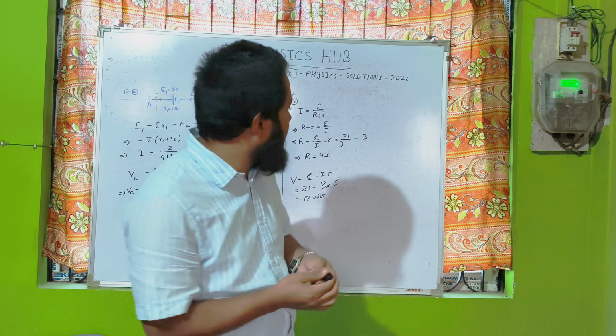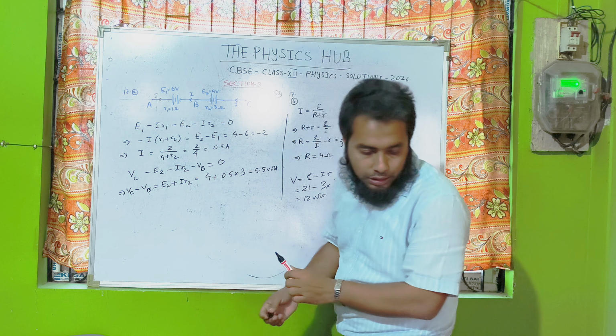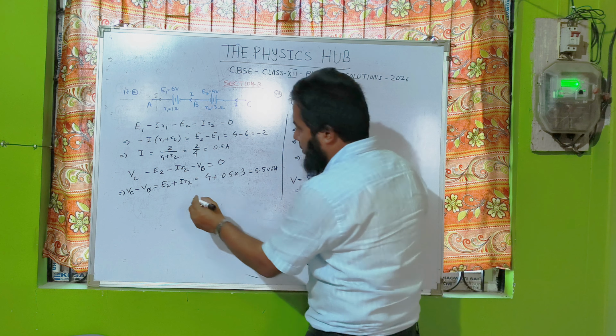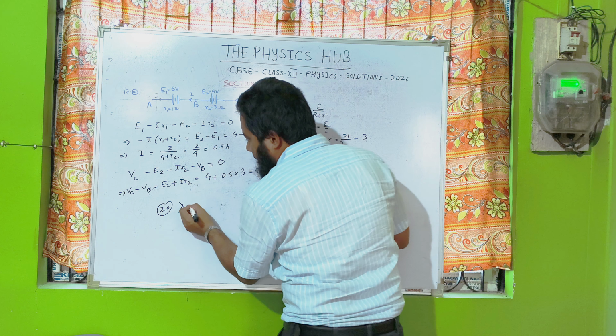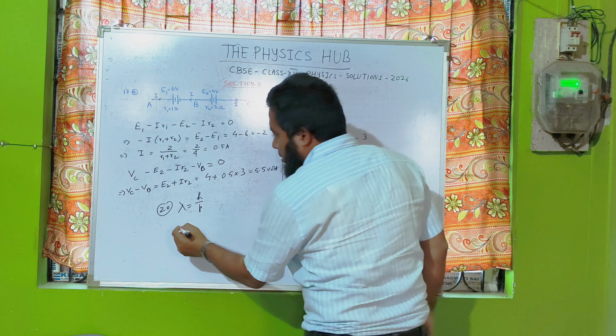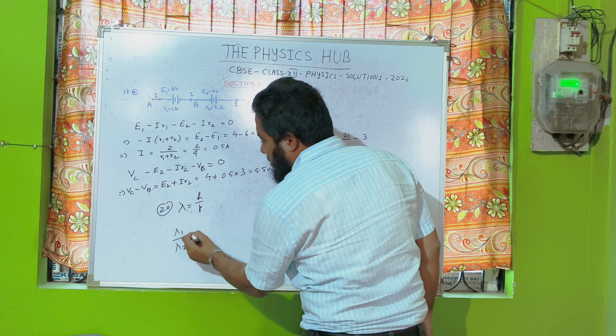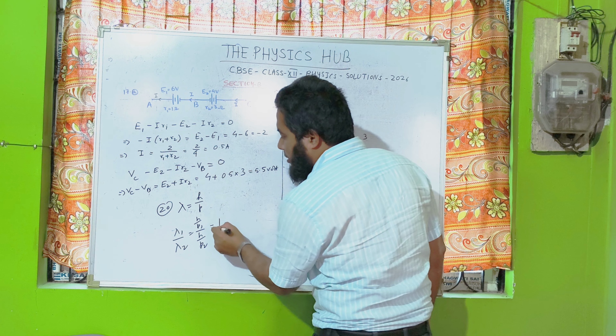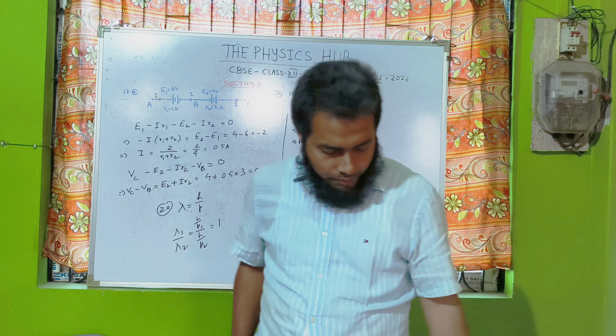The de Broglie wavelength lambda is equal to h by p. So lambda 1 by lambda 2 is equal to h by p1 divided by h by p2. But p1 is equal to p2, so the answer will be 1. So this is done.